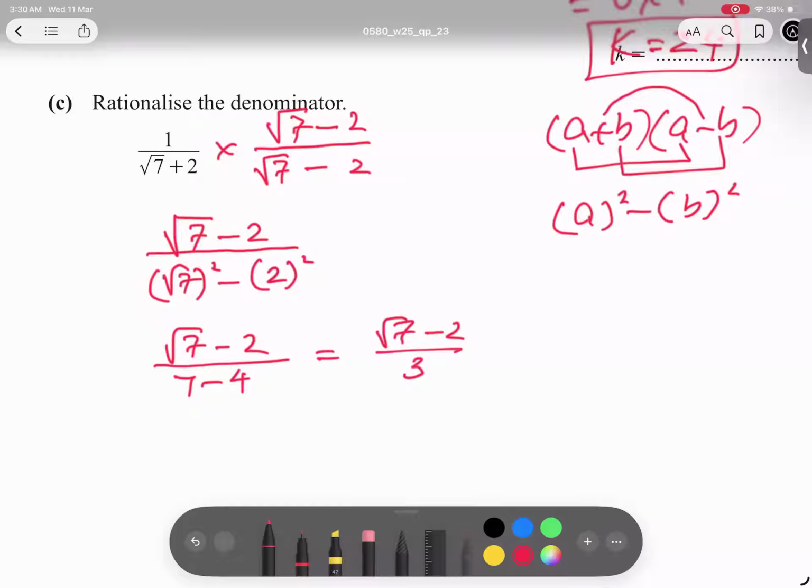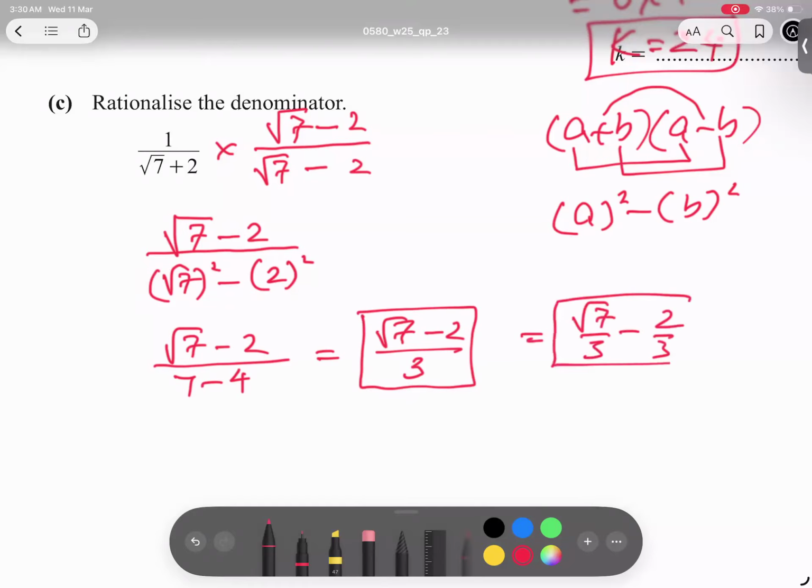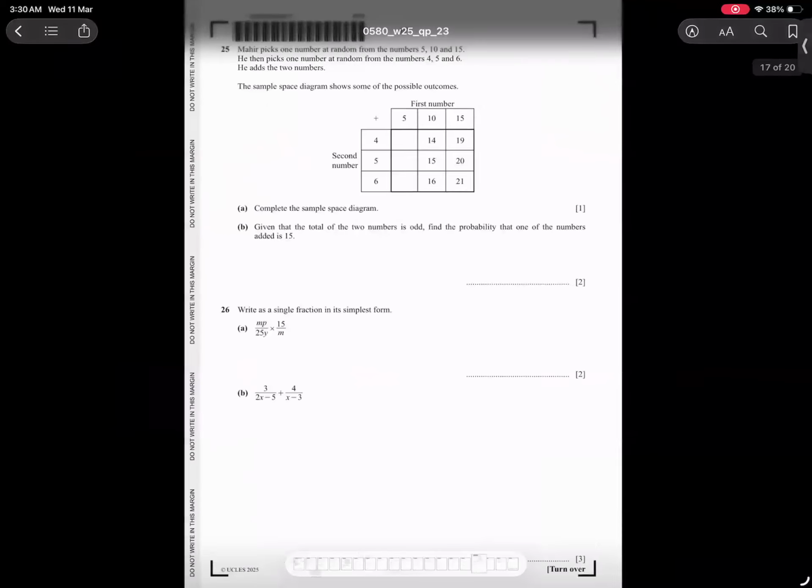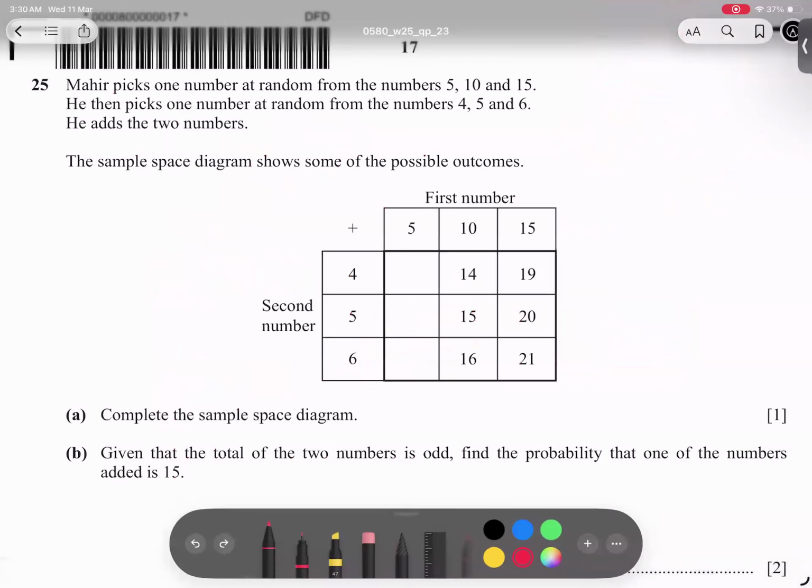And this is our final answer. Yes, this is exact. Or you can split it, though it's not compulsory, which I'm writing. 3 can divide both numbers. Both are okay, right? But this is the most favorite. And this is okay. Next page is question number 25.